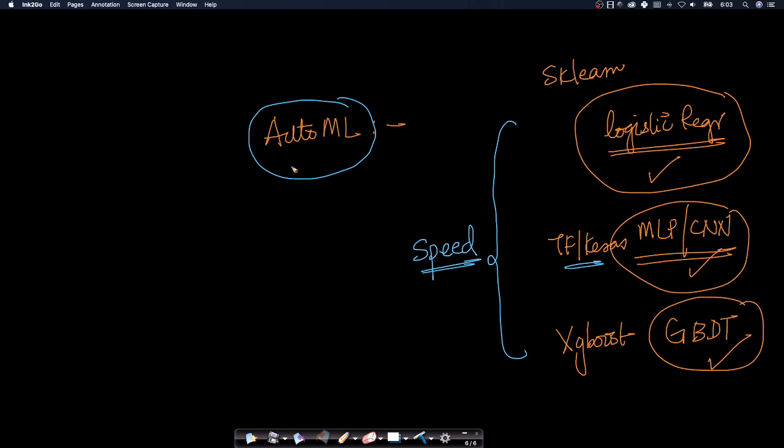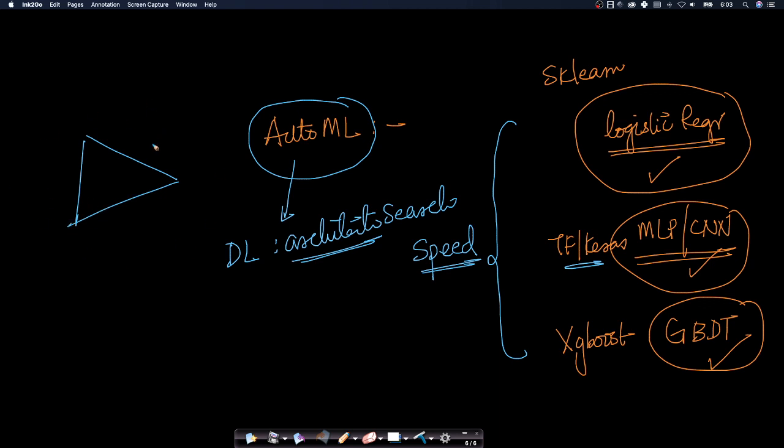AutoML, as we see it today, is mostly being used in the framework of deep learning for architecture search. So what is architecture search? For those of you who know a little bit of deep learning, there are a bunch of very popular deep learning architectures, but if you want to search for the best architecture for your problem, it requires a lot of hyperparameter tuning and a lot of experimentation. What AutoML is doing is simplifying and speeding up that process.